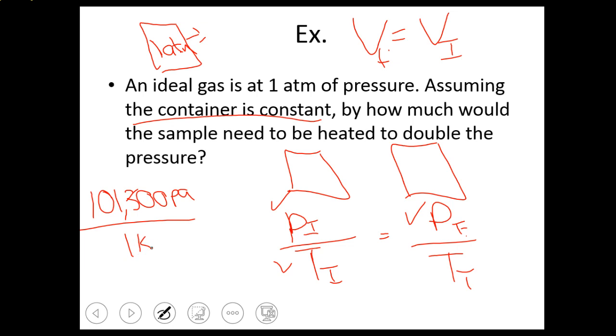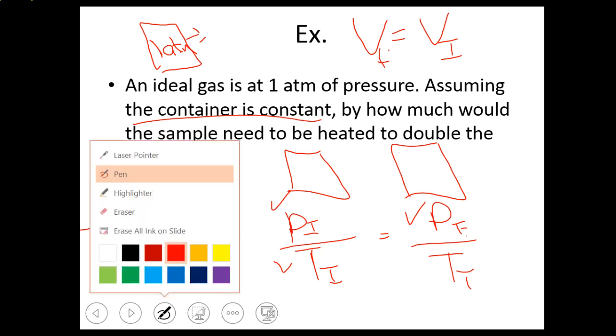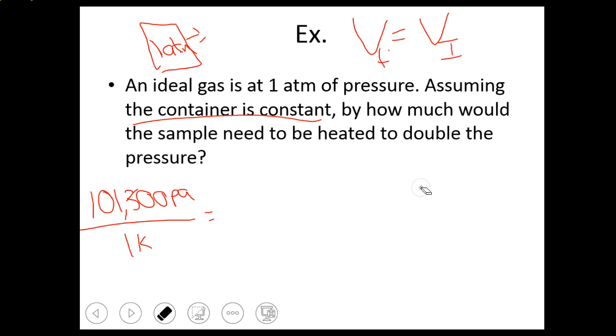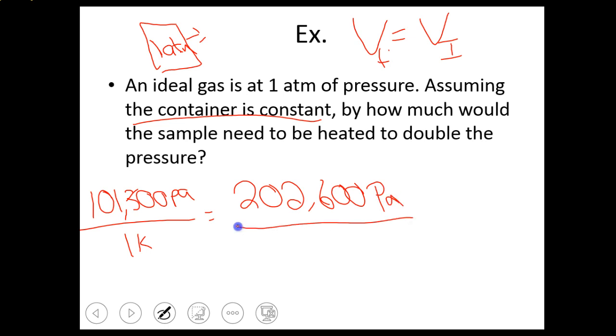That's fine. And then I'm going to set that equal to, well, I know I've got to double the pressure in the last one, right? And so my final pressure is going to have to be double my initial pressure. So you can go ahead and take that initial pressure and multiply it by 2. It's going to have to be 202,600 pascals is the pressure I'm looking for. And then, well, how much am I going to have to change the temperature? Well, I don't know how many Kelvin that final temperature is going to be.